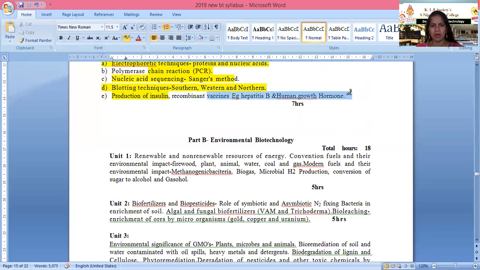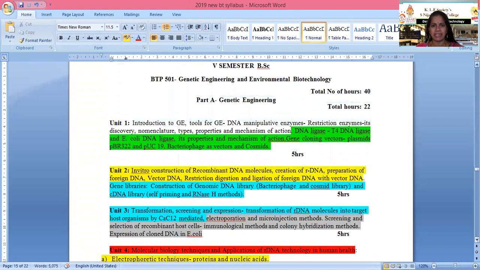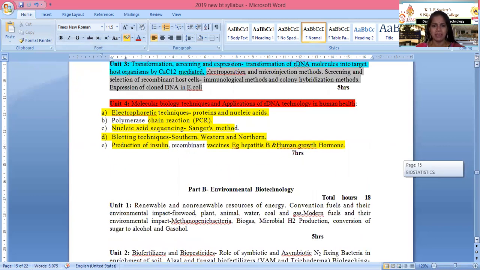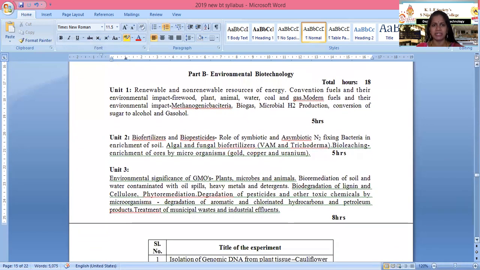So this is all about your paper 5 part A, that is genetic engineering. Now let us go through part B, that is environmental biotechnology. Under this, you are going to study 3 units, whereas in genetic engineering we went through 4 units. Now let us go through paper 5, environmental biotechnology, part B.